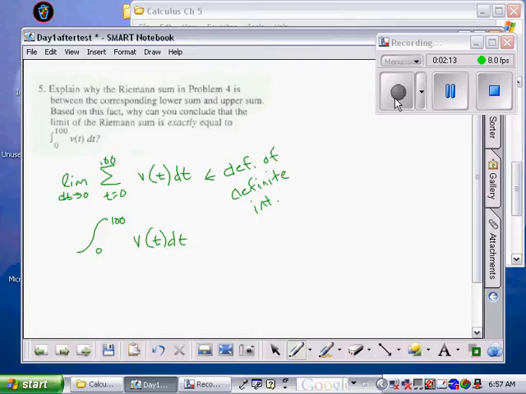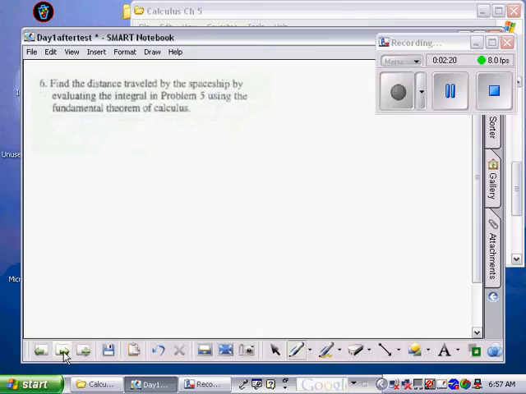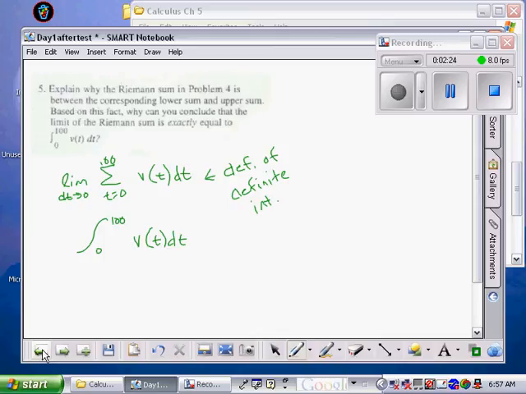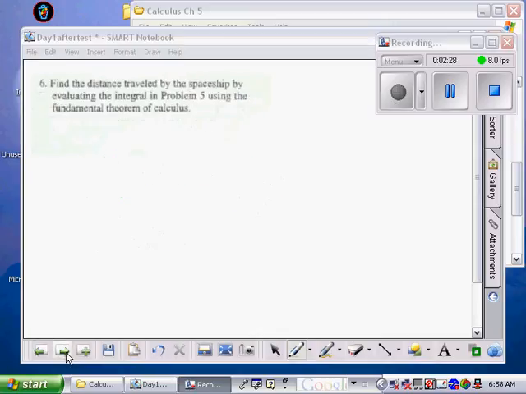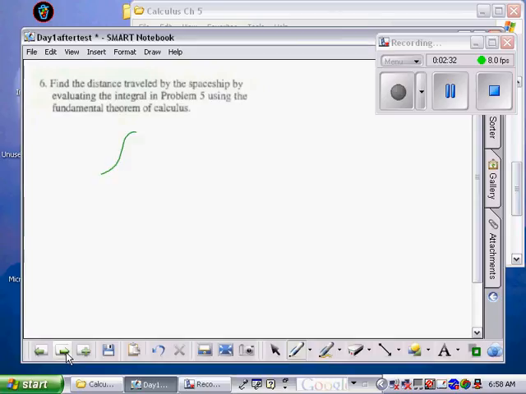Now, the next one wants you to actually evaluate that. So let's go back and put our function back in here: 3,000 plus 18t to the 1.4.